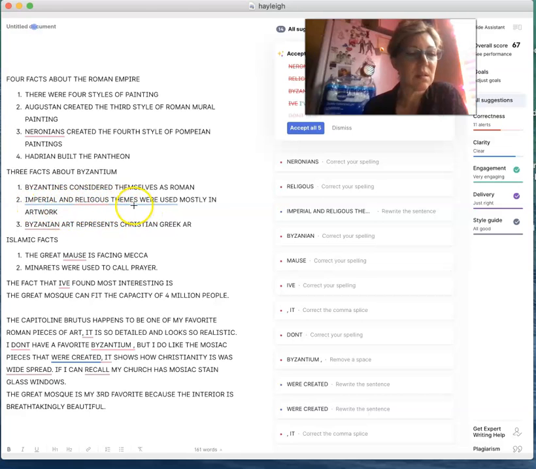Okay, this is good. Okay, this is kind of basic. You could go into a little bit more detail. And, okay, I think you have a spelling error here. Maybe you're thinking the mosque. Great Mosque. And this is a good fact. I would add a little more detail to that one, however, because it's so interesting.